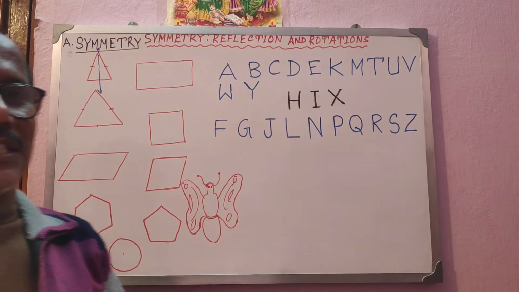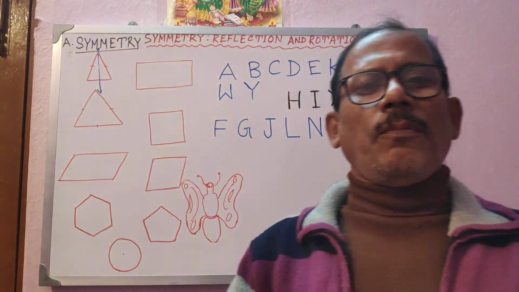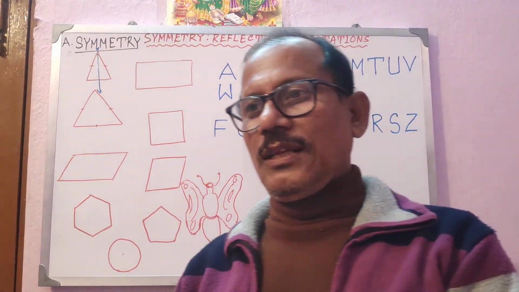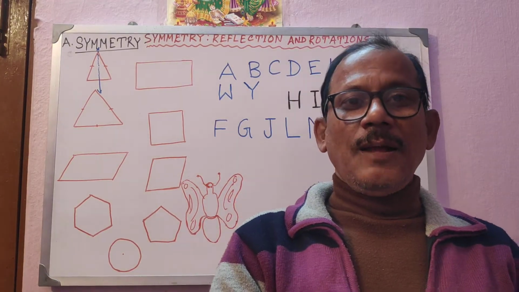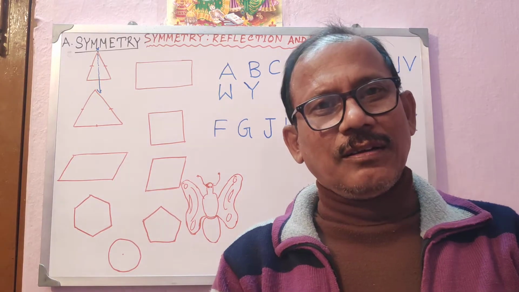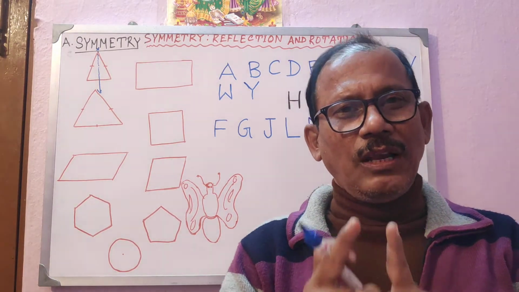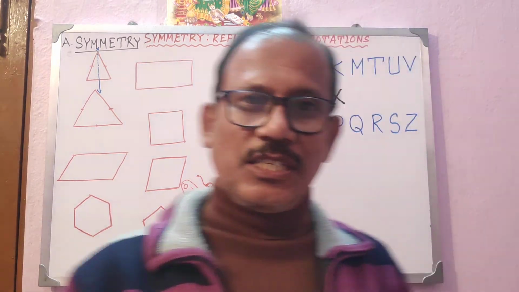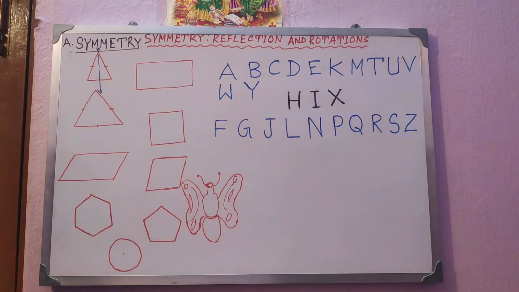Now it is not necessary that all the figures or all the bodies will have symmetry. It is not necessary that a symmetrical body will have only one line of symmetry. Not necessary. Let us see how many lines of symmetry and which way.